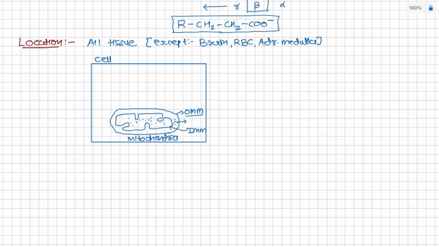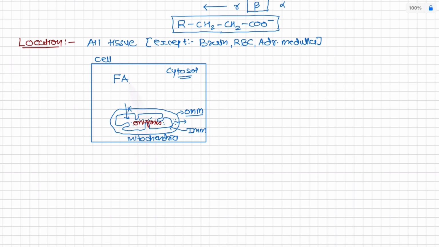Now, fatty acids are cytosolic compounds. This vacant space represents cytosol. So, fatty acids are present in the cytosol, whereas all the enzymes required for beta oxidation of fatty acid are inside the mitochondrial matrix. So, enzymes of beta oxidation are in the mitochondrial matrix. Fatty acid is not permeable through the membrane, so fatty acid simply cannot enter inside the mitochondria.